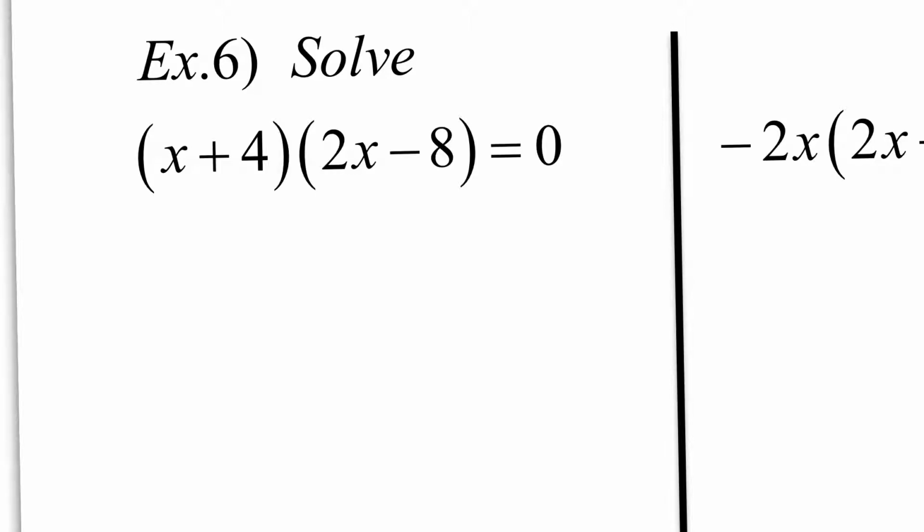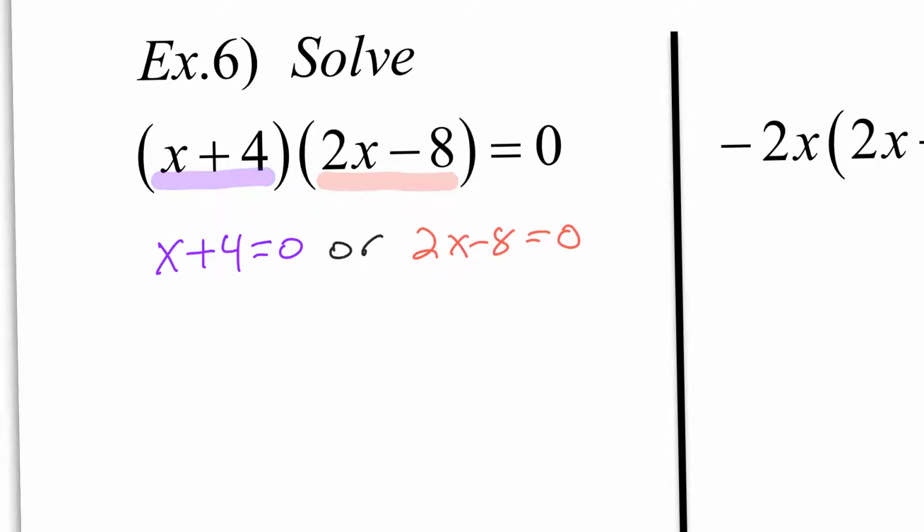But don't multiply, you want to use the zero product property. And notice that we do have an equal to 0, so that's very important. We are ready to use the property. I'm going to take the first parentheses, x plus 4, and I'm going to set that equal to 0. Or I'm going to take the second parentheses, 2x minus 8, and we're going to set that equal to 0. Now you solve for each equation.